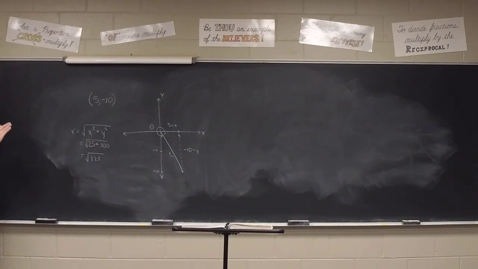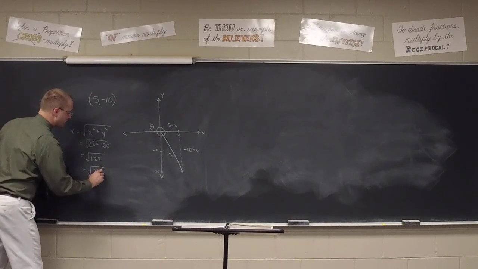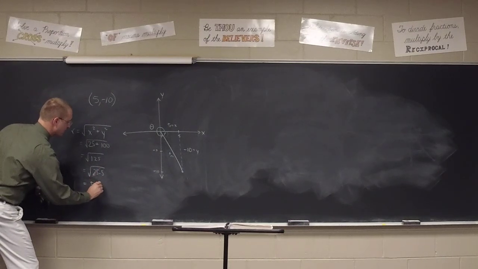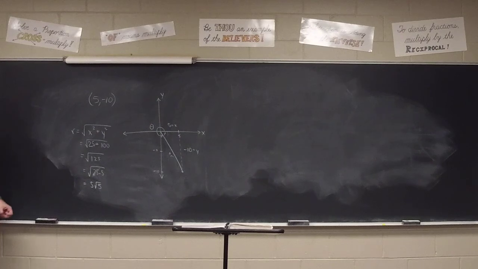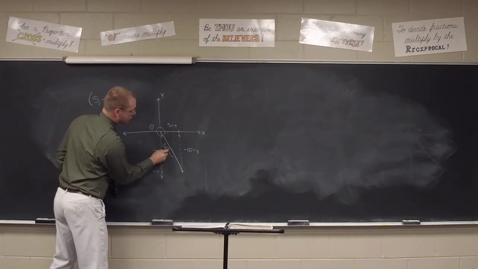But we can't do that. We need to reduce the radical here. We're going to factor this into 25 times 5, where we take the square root of the 25 to get 5 times the square root of 5. Questions on the algebra we just did? So that's my R, 5 times the square root of 5.